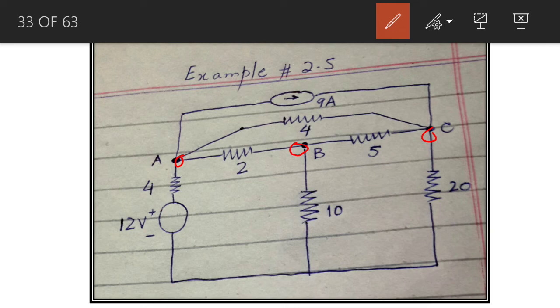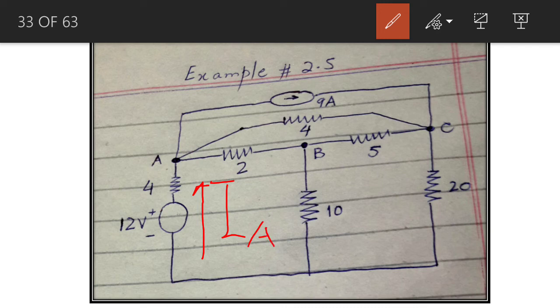You see a voltage source. There is a voltage source of 12 volt in this particular circuit, and there is a current source of 9 ampere in the given circuit. And what is the requirement of this particular question? The question says calculate the current in the source, and in the book this current is represented by IA.